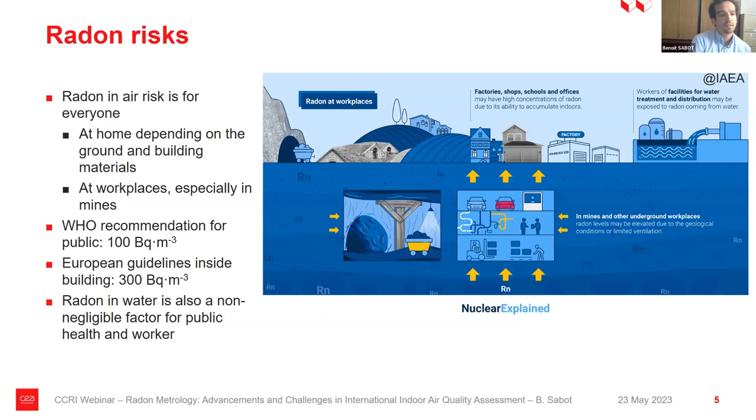And at the end, what we can find in the general recommendation of the World Health Organization is that for the public, we can set a threshold below 100 becquerel per cubic meter where there is no significant effect of radon. And if we look at the European guideline, we have even a threshold that has to be respected of 300 becquerel per cubic meter for people. Also, we are speaking here mainly about radon in air, but there are also some non-negligible effects of radon in water, which could be a further subject.